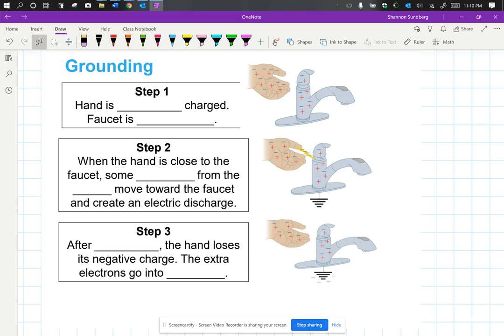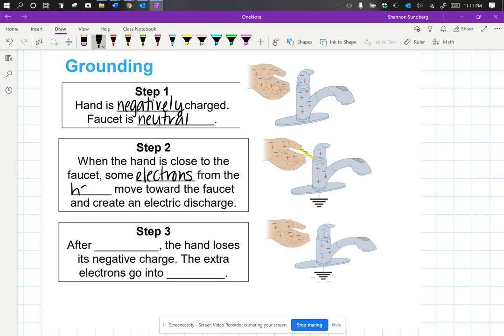However, in this example, if you were to count all the positives and negatives in the hand, you would see that the hand is negatively charged, and that faucet is neutral. There's an equal number of positives and negatives. So when you bring your hand close enough, those electrons in your hand are going to detect that the faucet is a much more neutral space.